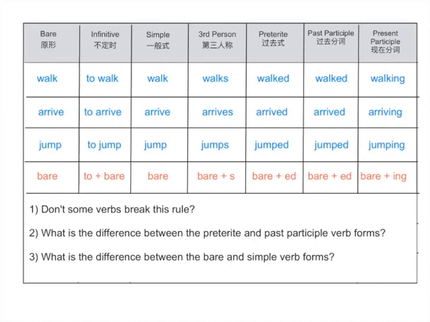Number one, don't some verbs break this rule? Number two, what is the difference between the preterite and past participle verb forms, since they look pretty much the same and they're made the same way according to the rule? Number three, what is the difference between the bare and simple verb forms? Since again, they seem to be the same according to the rule and they're written the same.